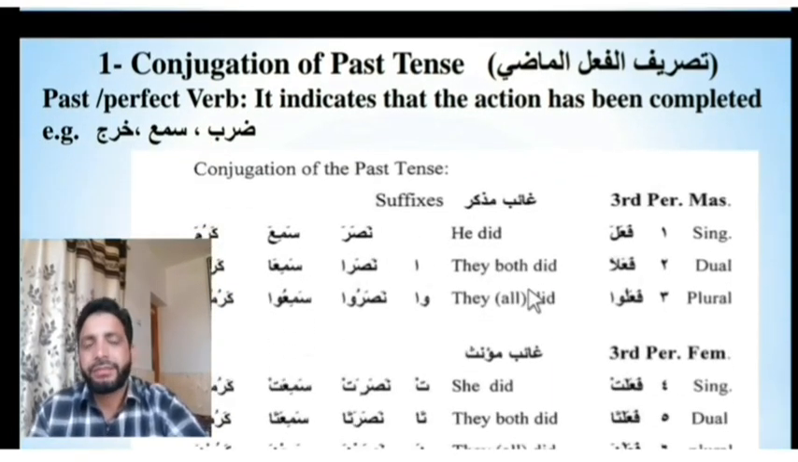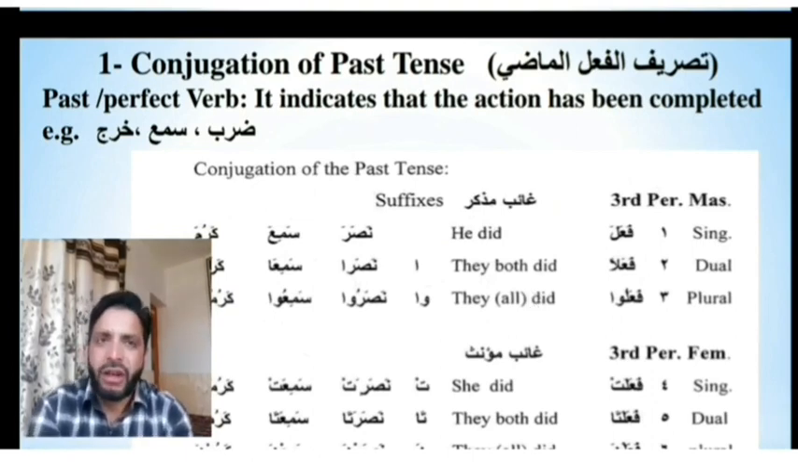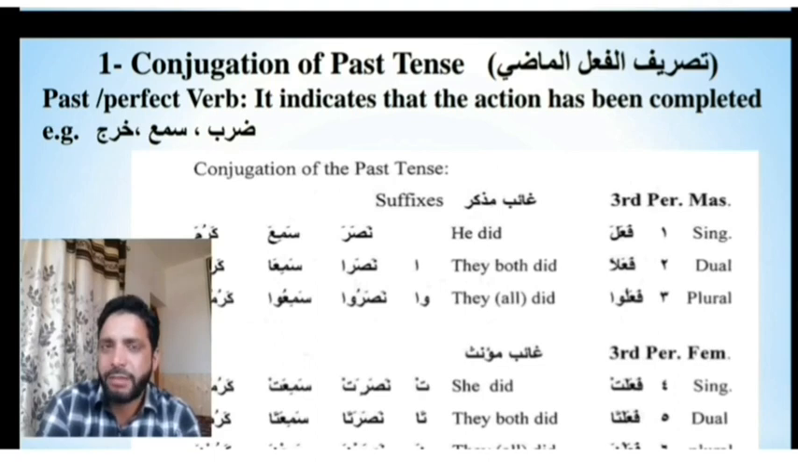Now we have to study or learn the conjugation of past tense, tasrif al-fi'l al-mazi, which is in our syllabus. The past, or you can say perfect verb, indicates that the action has been completed. We have already given you the definition and the example of this verb, past verb, or perfect verb. It indicates the meaning of the action in past.